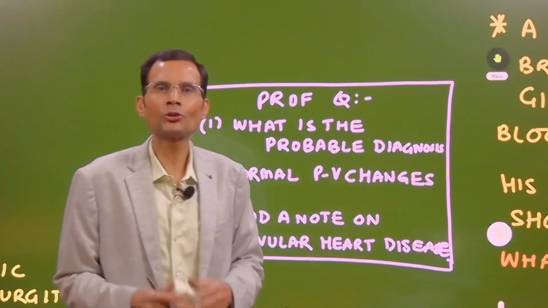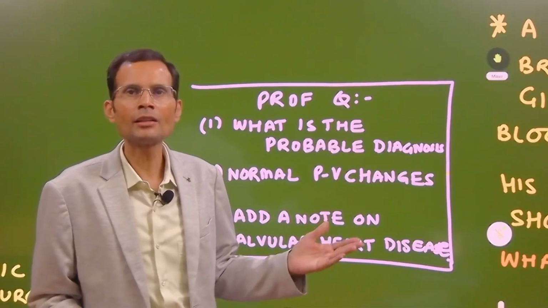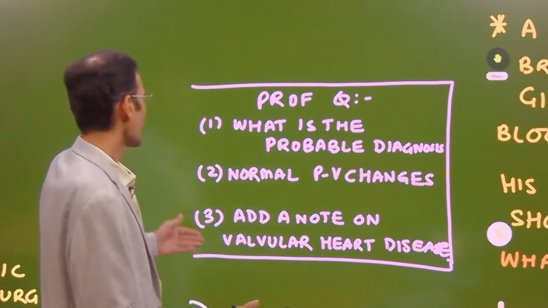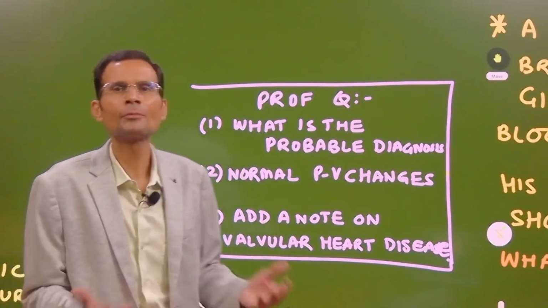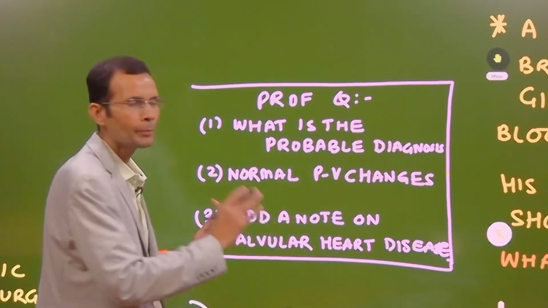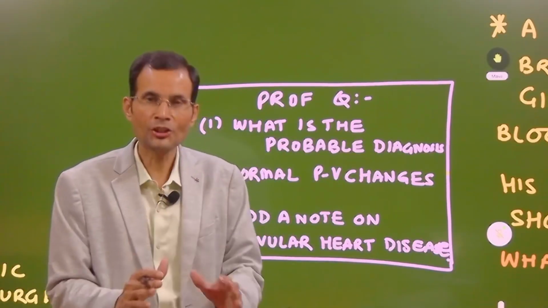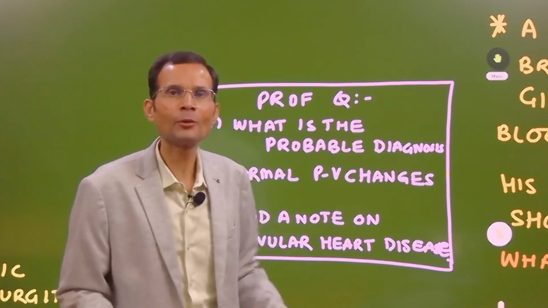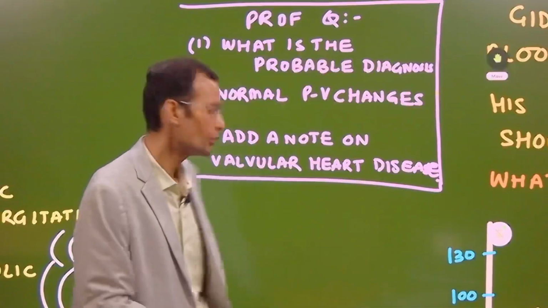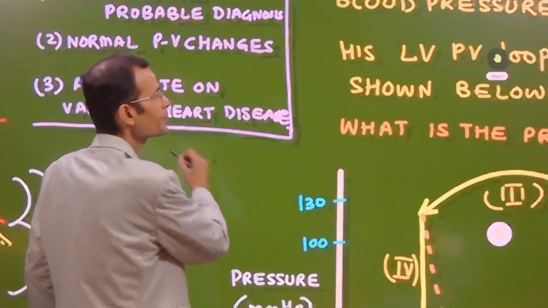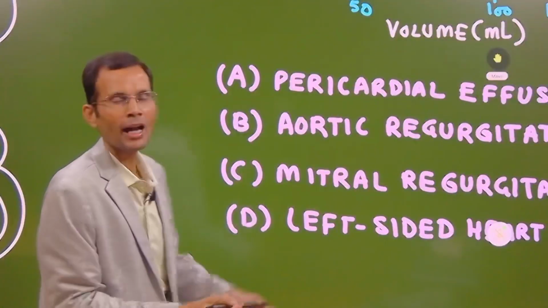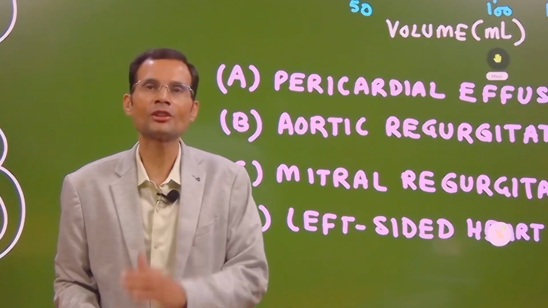So then you have to write just the theory part, atrial pressure changes and left ventricular pressure volume changes, and then add a note on valvular heart disease. That will be a quick note at the end. So this is how you can attempt the question if it's a first prof level question. We will discuss the answer also, but right now let's start with the MCQ. The answer for the MCQ is aortic regurgitation.